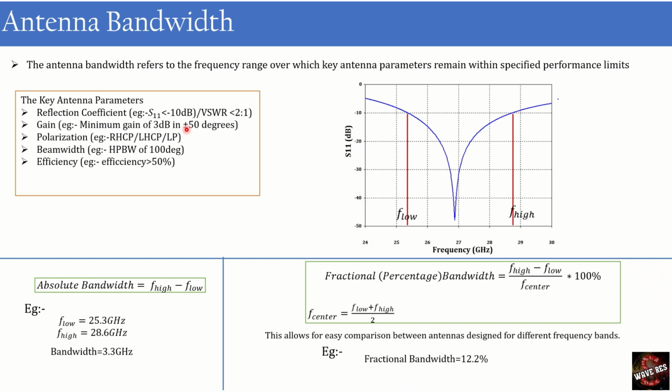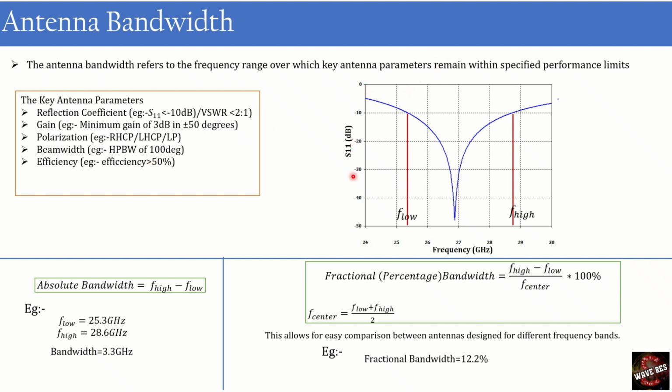And within this specified frequency range, it should have a polarization of right hand circularly polarized or linearly polarized, or the half power beam width will be 100 degrees. So there may be conditions like these. So within these frequency ranges, these key antenna parameters have to be within the specification. Then we call that the antenna bandwidth.